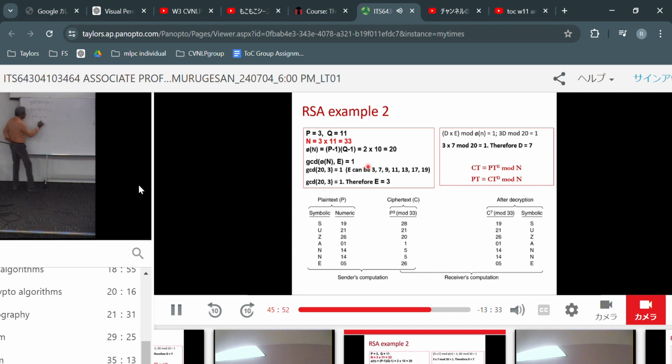20 can be divided by 1, divisible by 1, sorry. 4 is also divisible by 1. You can divide 20 by 1, remainder 0. Divide 4 by 1, remainder 0. Okay. So 20 is divisible by 2, 4 is also divisible by 2. Correct, right?